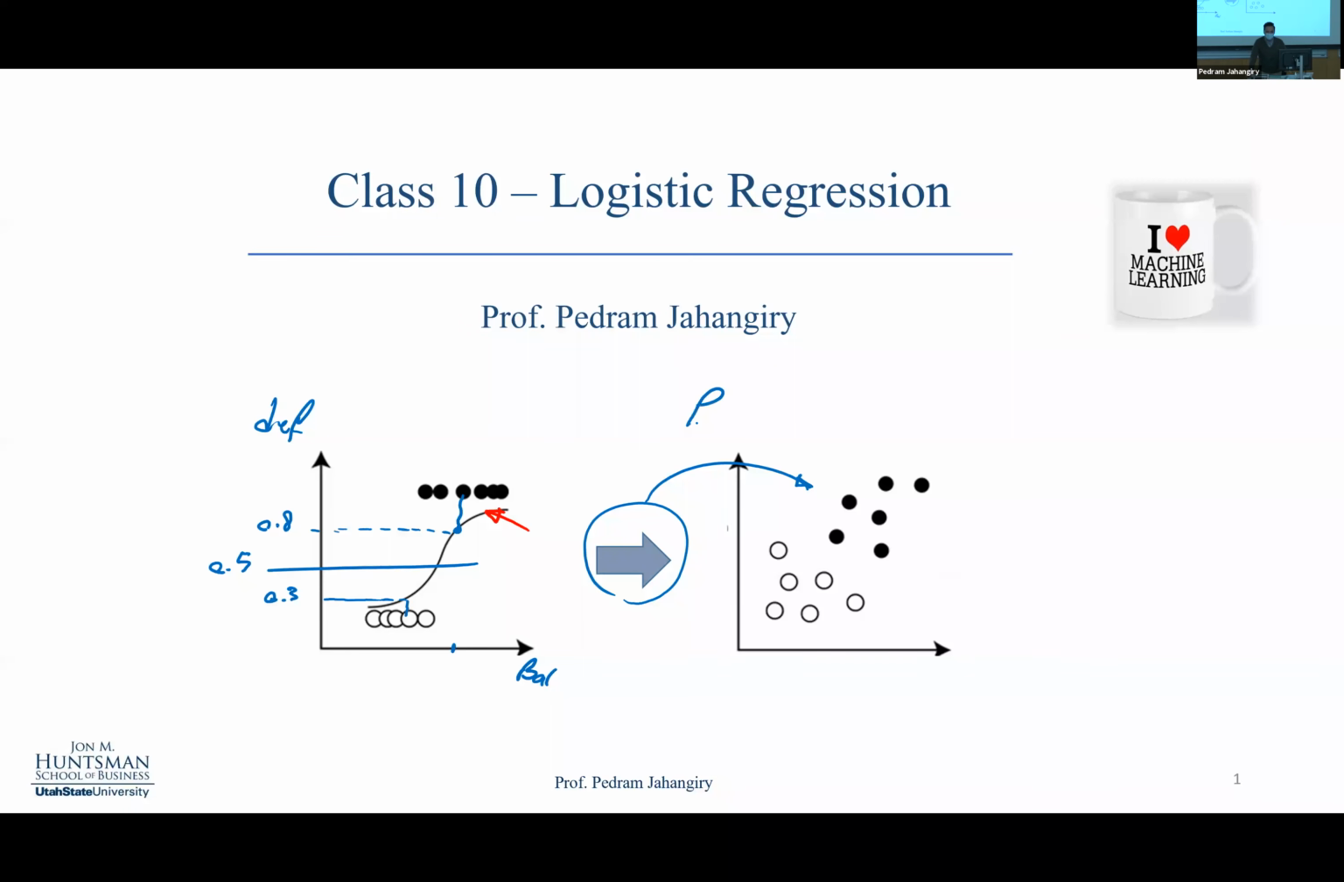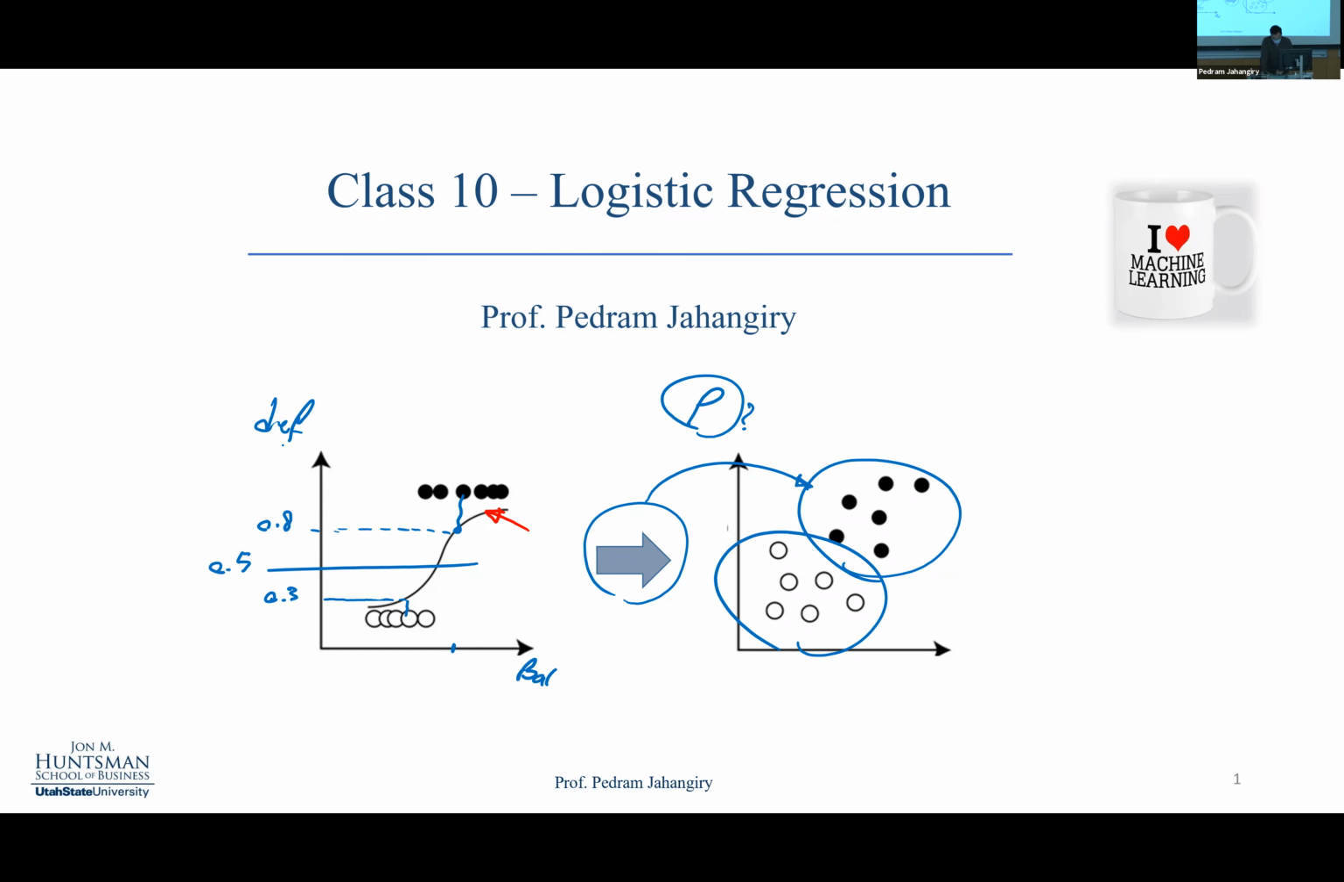Depending on what this threshold is, we come up with two different classes, right? So for example, the black ones are the default ones, the white ones are non-default ones, okay? So remember, logistic regression is a regression model, but we are using it as a classifier based on the threshold that we define, okay?